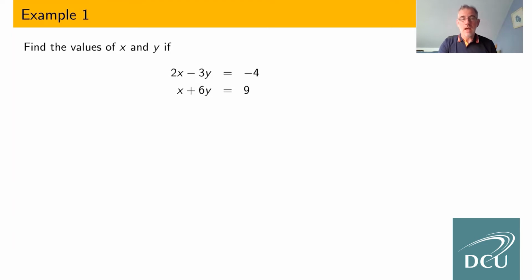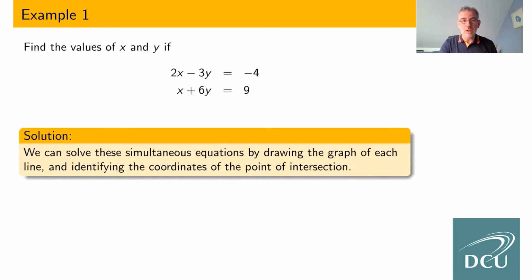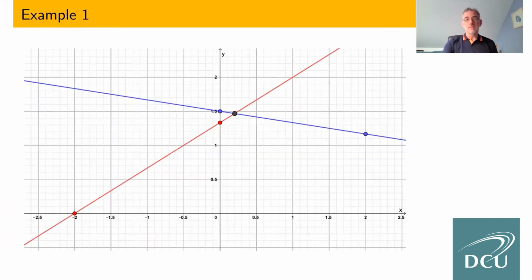As I said a moment ago, I'm going to think about this problem geometrically. We can solve it by drawing the graphs of both of these lines and identifying the coordinates at their point of intersection. What we want is a pair of values x, y that satisfy this equation, in other words they lie on this line, and that also satisfy this equation, so they also lie on this line. So we're looking for a point that lies on both lines, in other words a point of intersection. I'm just going to display the solution here.